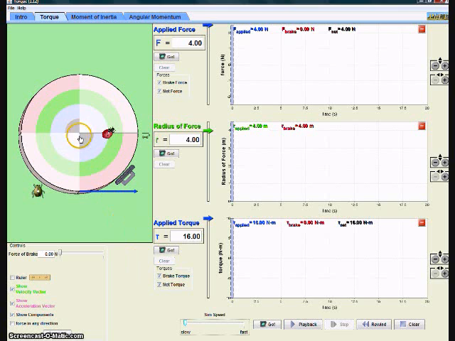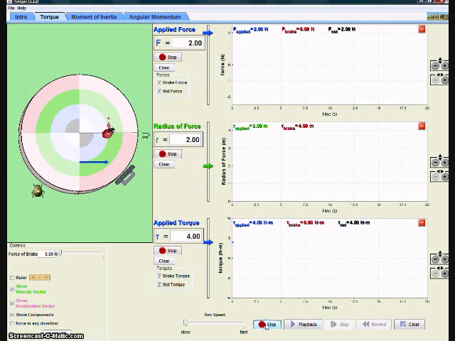The center of this wheel is considered the pivot point, the axis, and the torque will bring it to a rotation. The radius is the distance from the pivot point to where the force is being applied. So I'm going to set a force at 2 newtons and make the radius 2 meters so that we can see these vectors in play.